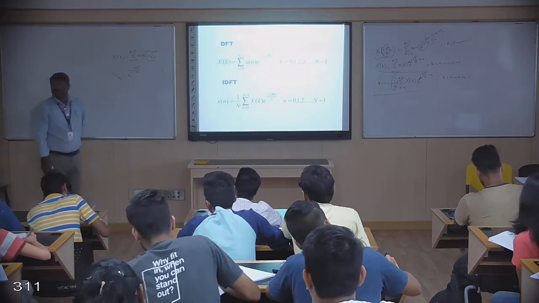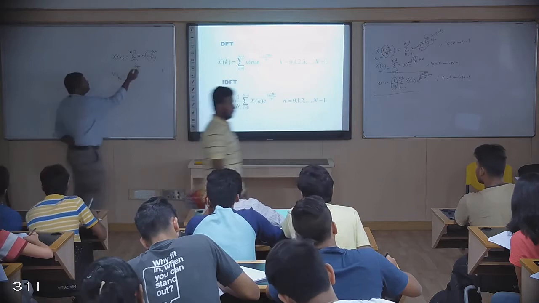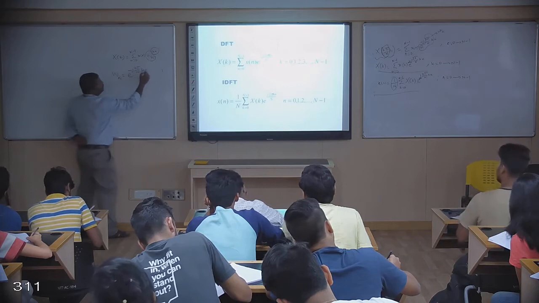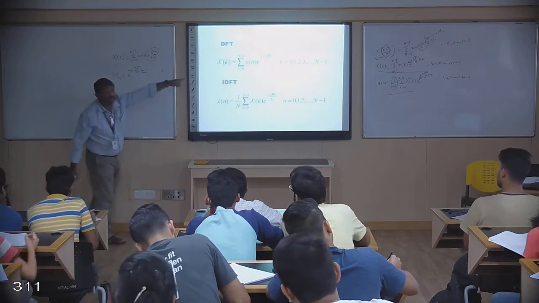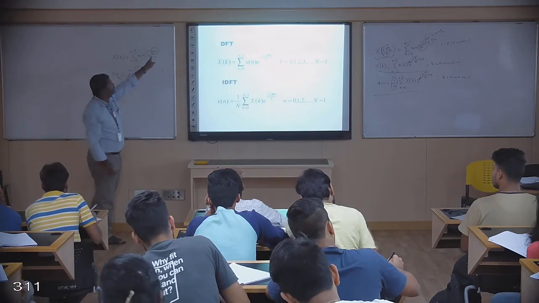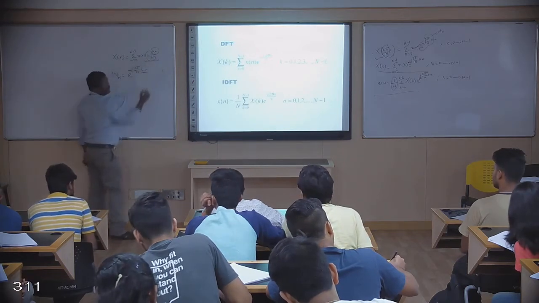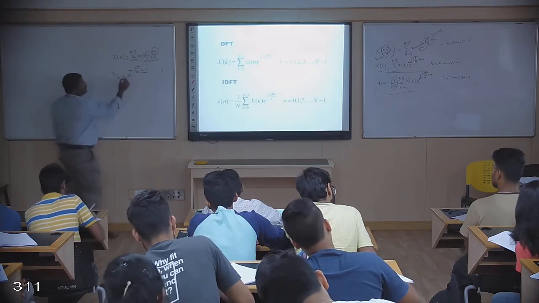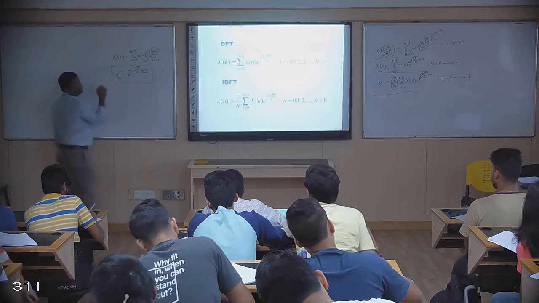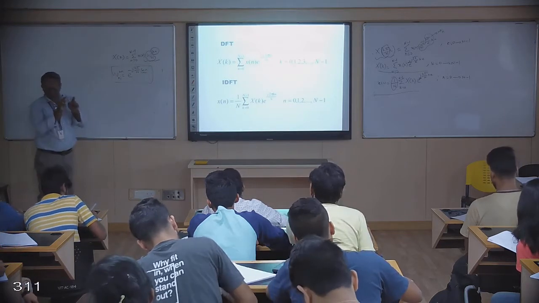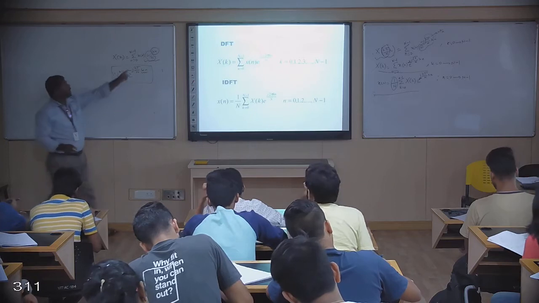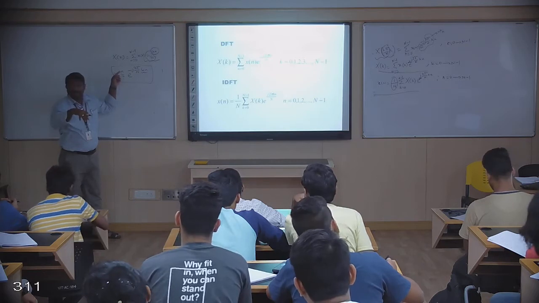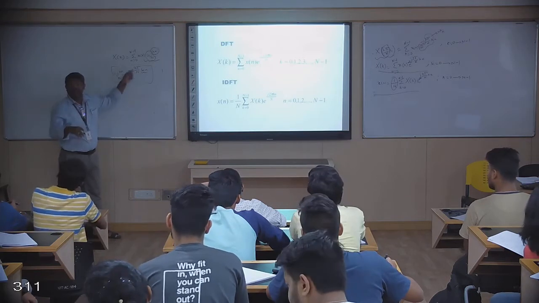So W_N is the weight matrix, and in that weight matrix, to incorporate this kn, because in your DFT formula there is a kn value, the final weight matrix will be W_N to the power kn. So what is W_N^kn? Here there is one small twist: the minus will be taken in the weight. W_N means it includes the minus.